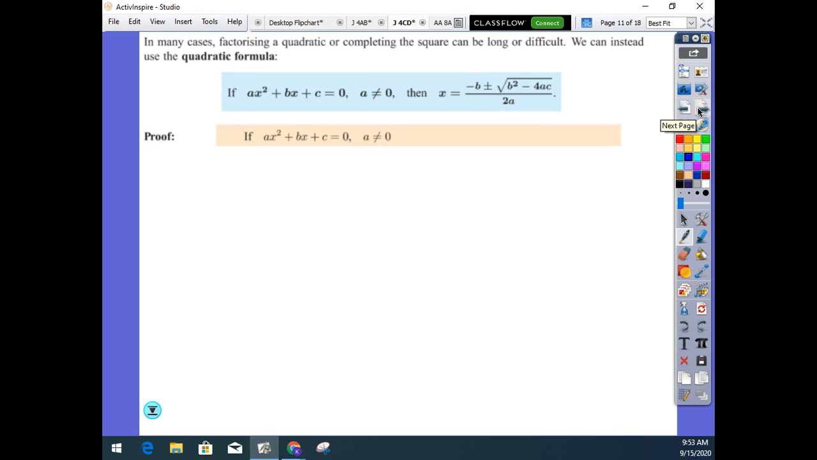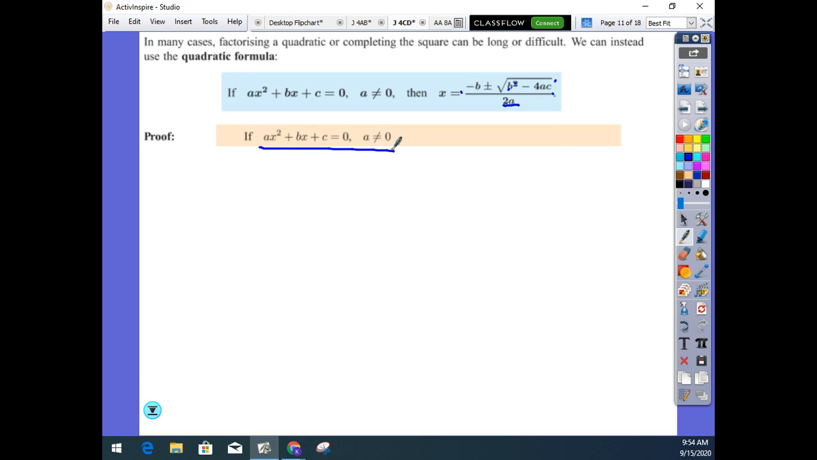La, la, la, la. x equals opposite of b plus or minus square root of b squared minus 4ac, all over 2a. And the quadratic formula comes from a general equation that we complete the square with.